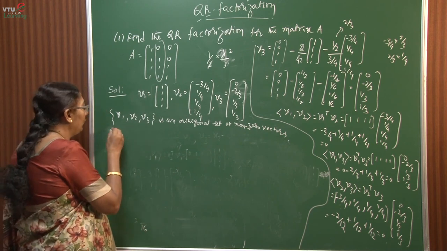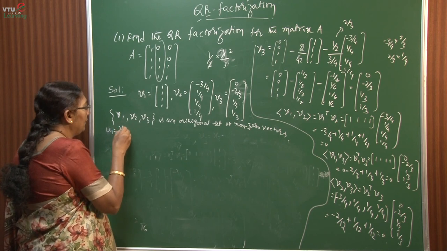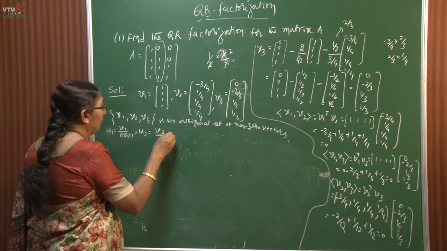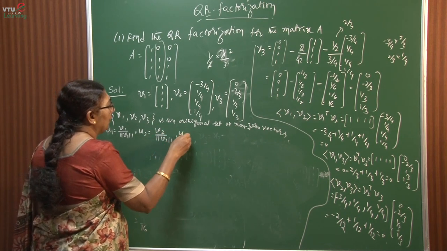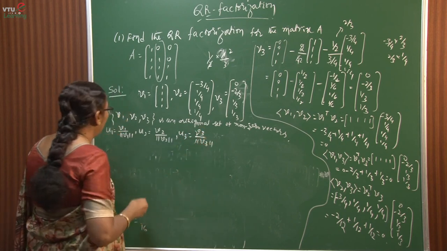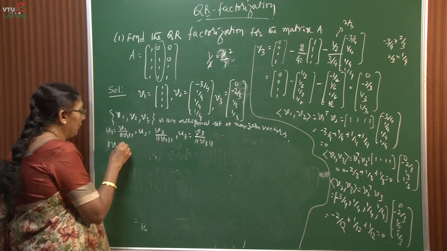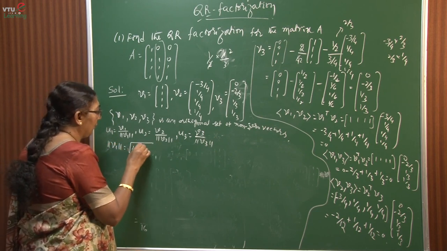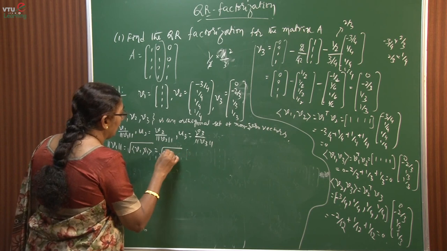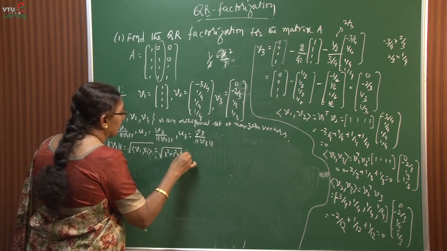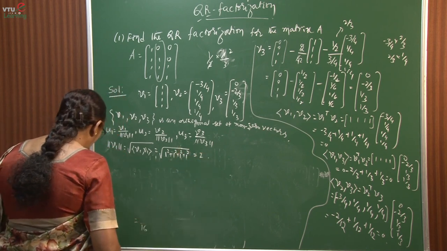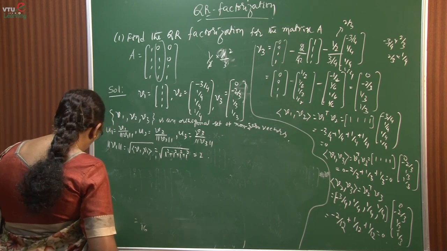Therefore, what we are going to do? I have to normalize. U1 is nothing but V1 divided by norm of V1. U2 is nothing but V2 divided by norm of V2. And then U3 is nothing but V3 divided by norm of V3. Now, what is norm of V1? Norm of V1 is nothing but the square root of the inner product of V1 comma V1. Take the square of each value: 1 square plus 1 square plus 1 square plus 1 square. What we get? Root 4. What is root 4? It is 2.